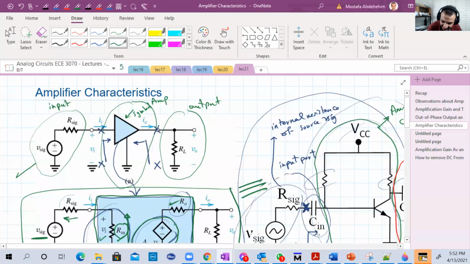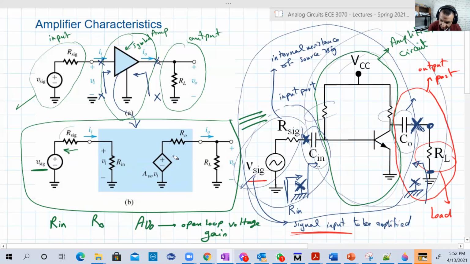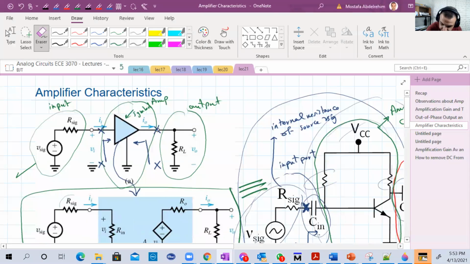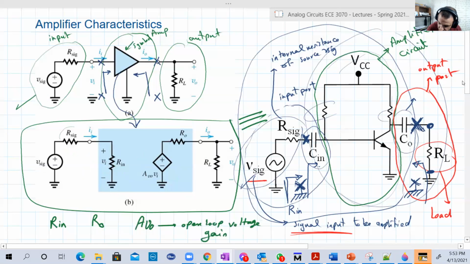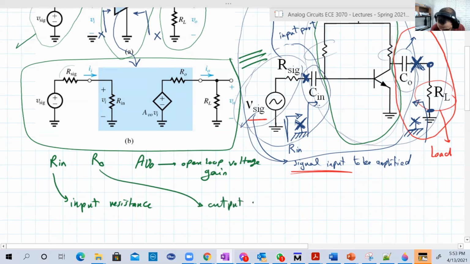Good. Let's now clean up the mess here, just to start from a clean drawing. So we have three characteristics: the amplifier input resistance, the amplifier output resistance, and the open loop voltage gain. Let's discuss them one by one.